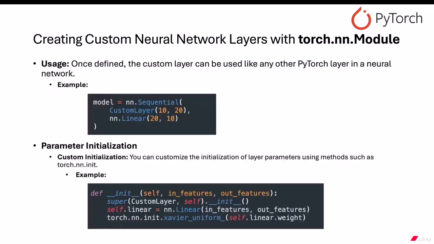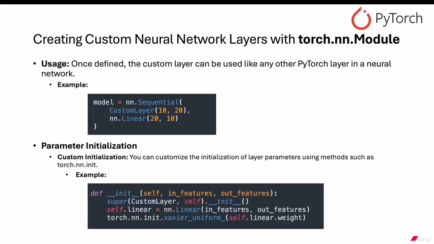Usage. Once defined, the custom layer can be used like any other PyTorch layer in a neural network. Here is an example. model equal to nn.Sequential and pass CustomLayer 10, 20 and nn.Linear 20, 10.